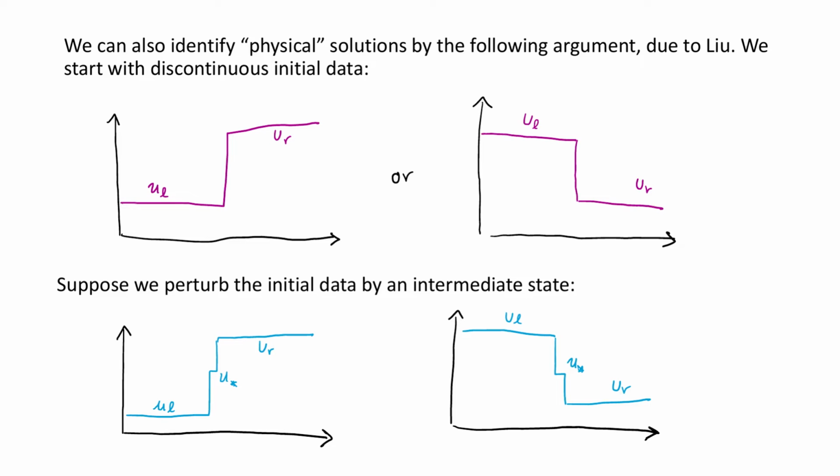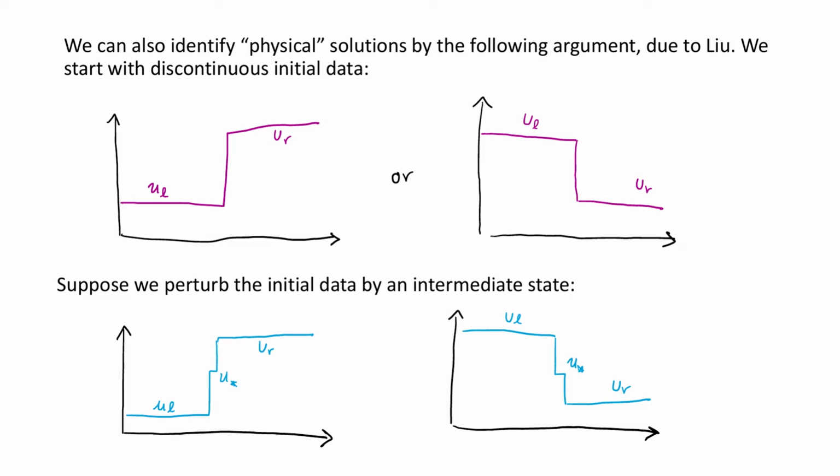We can also identify one more entropy condition. The argument for that is due to Oleinik. Suppose we start again with discontinuous initial data. The initial data have some constant value u_L and then jump to another constant value u_R. u_L might be smaller than u_R, or u_L might be larger than u_R. Now, in both cases, suppose we perturb the initial data by an intermediate state that is illustrated below, where in between we introduce an intermediate state u star, just by shifting the initial discontinuity a little bit.